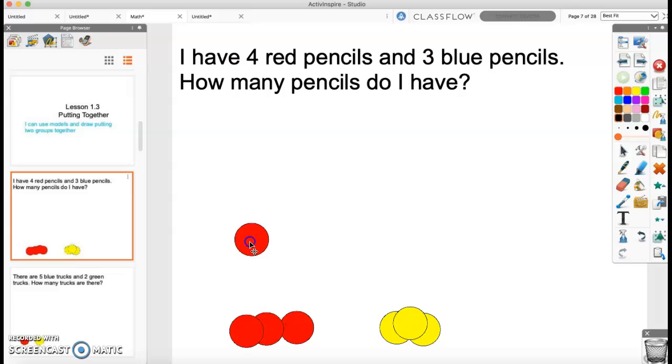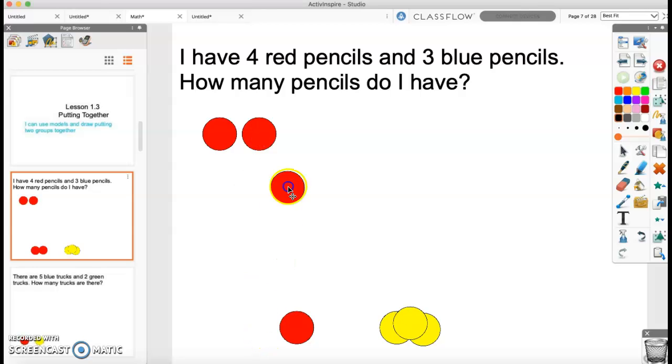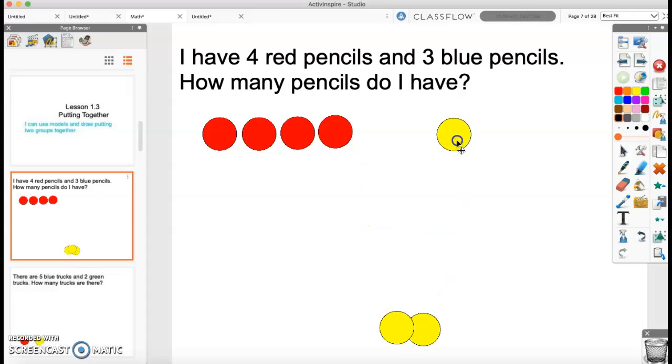It says I have 4 red, so I'm going to use 4 counters, 1, 2, 3, 4, to represent my 4 red pencils. It says I have 3 blue pencils, so I'm going to use 1, 2, 3 yellow counters to show my blue pencils. And I'm going to count them all together. 1, 2, 3, 4, 5, 6, 7. I have 7 pencils altogether.